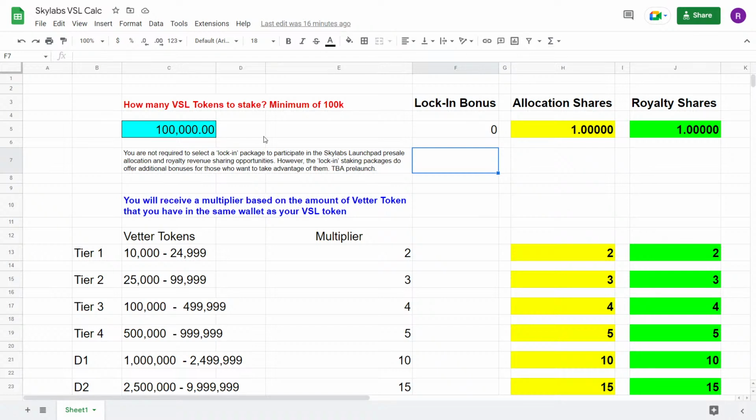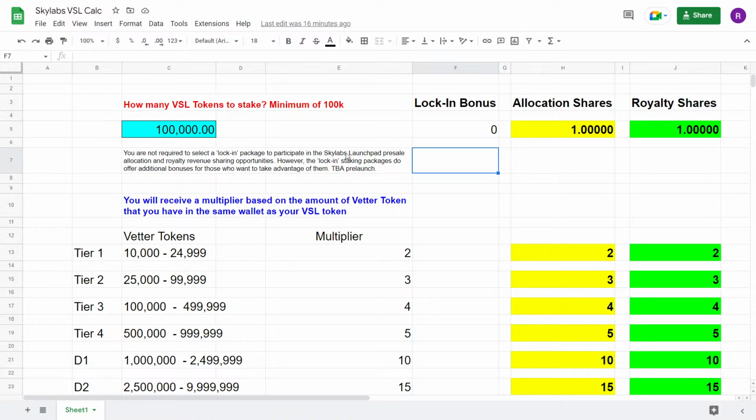Now, first of all, if anybody remembers, what's the minimum amount of VSL tokens that you must stake? What's the minimum amount for you to stake in order for you to receive allocation shares and royalty shares? Go ahead and type that in the comment section, just sharing what you know about the platform.